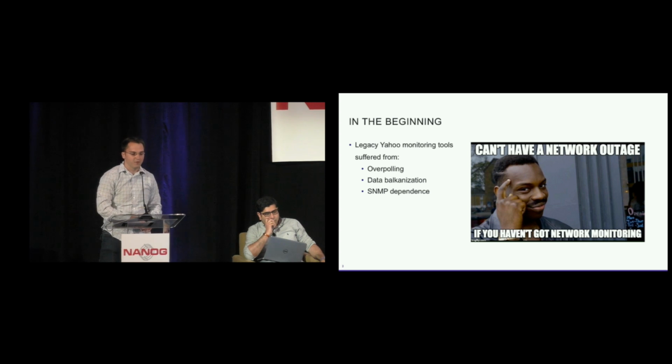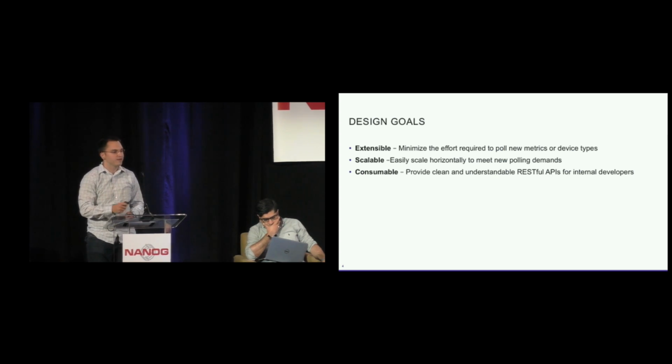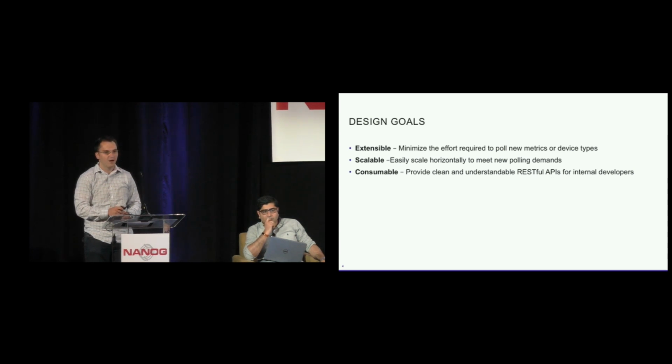We wanted our new platform to benefit from modern control plane features like performant REST and netconf APIs, and whatever else might come along in the future. These problems informed many of the design goals we had for Panoptes. Our first design goal was to minimize the effort required to poll different types of devices or a different set of metrics. This flexibility allows us to avoid vendor lock-in and quickly provide new services to our internal customers.